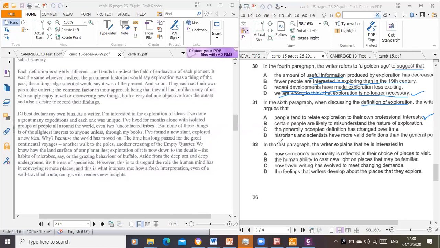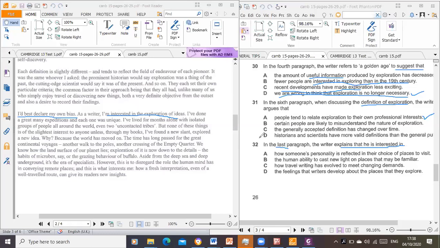In 32, in the last paragraph, the writer explains that he is interested in, now if you look at that, all this article, he's been talking about what exploration is. He started and said, let's look at what people have said. Up until now, the last paragraph, you can see they pointed us to it again. The last paragraph, he explained that he is now his own interest. So, he started by declaring his own bias. I'd best declare my own bias as a writer. I'm interested in the exploration of ideas. So what is he interested in? Very straightforward.